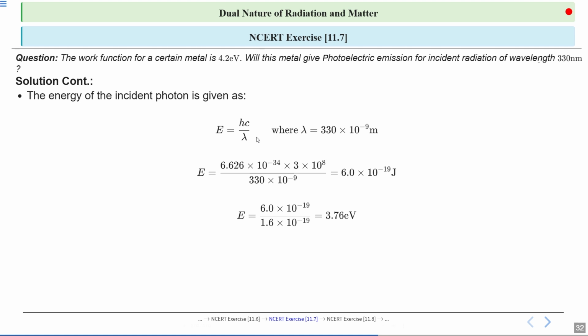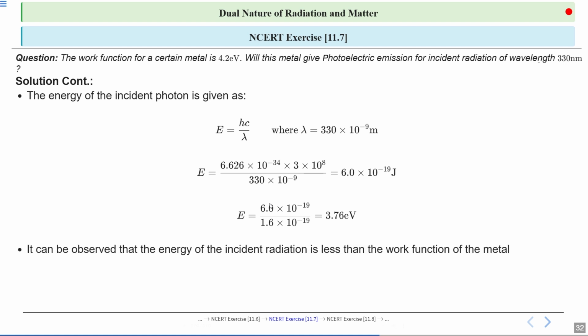So E equal to 6.0 into 10 raised to the minus 19 divided by 1.6 into 10 raised to the minus 19. So the powers cancel out. The remaining term is 3.76 electron volt. It can be observed that the energy of the incident radiation is less than the work function of the metal. This means the photons don't have enough energy to knock the electrons out of the metal. So the final answer is that no photoelectric emission will occur in this case. The incident light simply does not have enough energy to overcome the metal's work function.